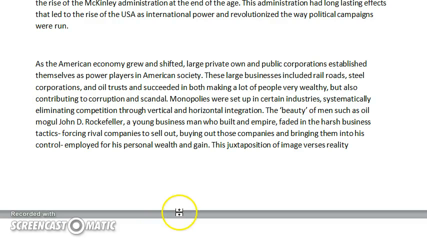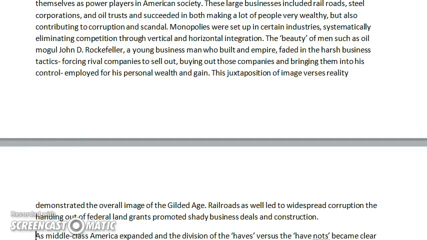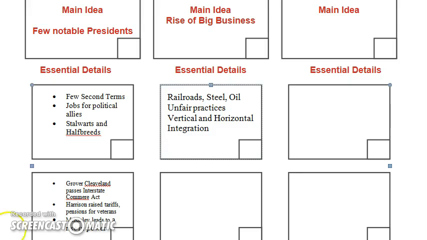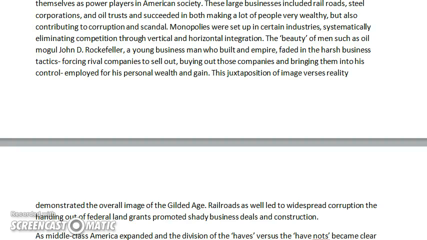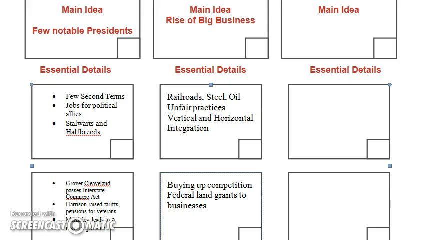Let's go back. So, buying up competition. That is not how you spell competition. Federal land grants to businesses. And what was that last sentence? Shady business deals.